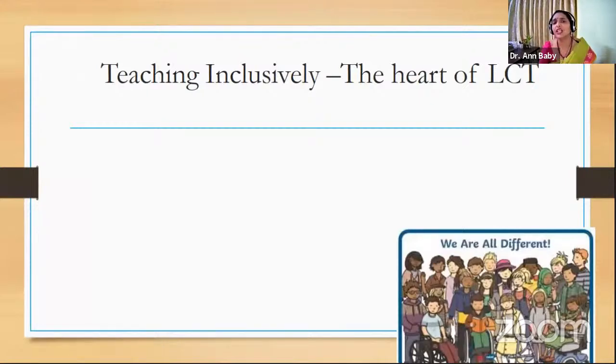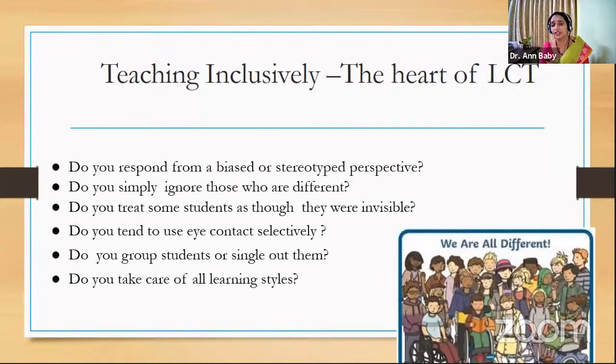Now, teaching inclusively is the heart of LCT. All students are different. Now, leave apart learning styles. We teachers normally have a style where our attention might be on the front row or the front 2 rows. Our eye contact doesn't always go to the last student in the last row. We treat it as if some students never exist in the class, isn't it?